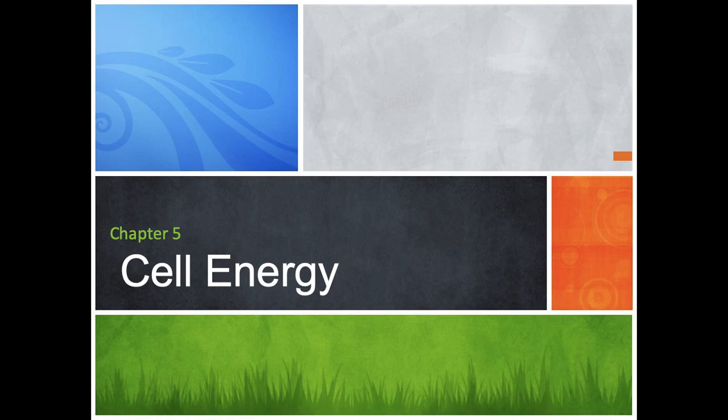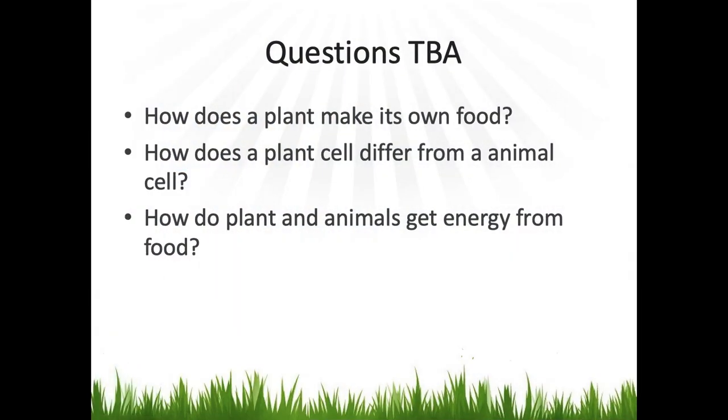Okay, guys, so we're going to start the next unit that's going to talk about cell energy. At this point in our science lessons, we want to discuss how are plants making their own food? How are they getting the necessary energy to build their cells and for their cells to work? How does this differ from how animal cells get their energy? And how do animal cells get their energy from food? So by the end of this unit, you'll be able to understand that.